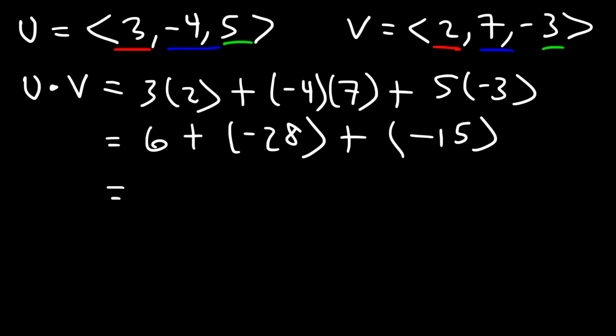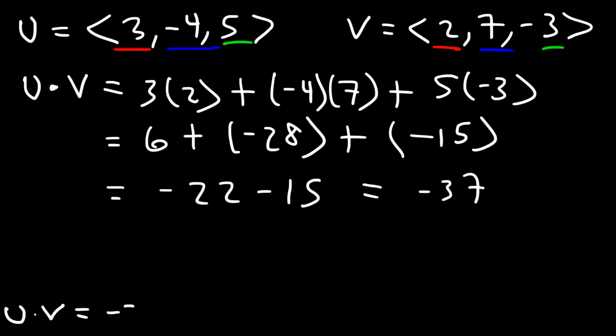Now 6 minus 28 is negative 22. And negative 22 minus 15 is negative 37. So I'm just going to write it over here. The dot product of the two vectors is negative 37. So we'll keep that for reference.